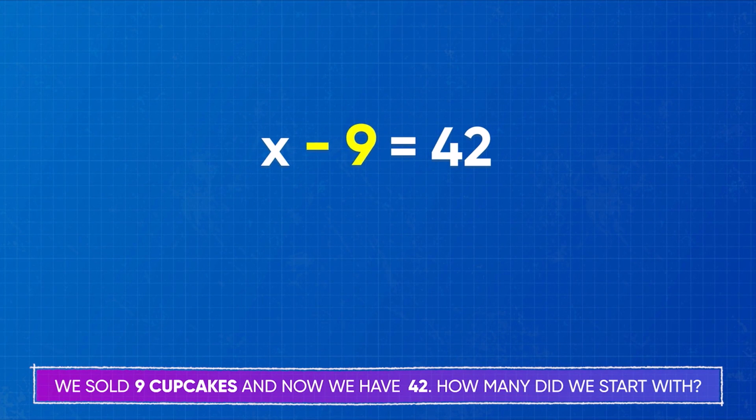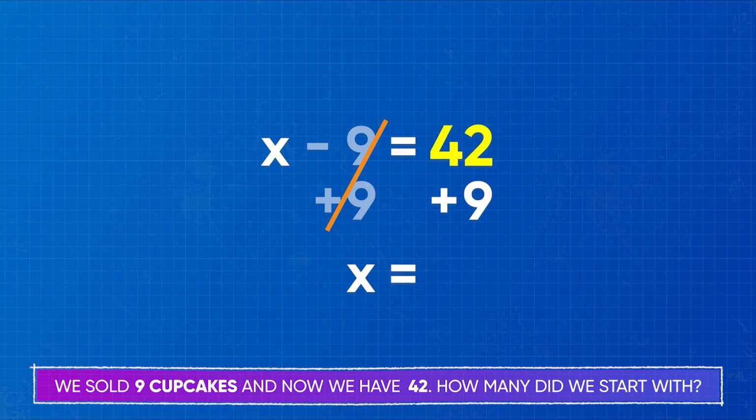Since we have minus 9 here, the inverse of that would be plus 9. So let's add 9 to both sides. On the left side, we have x minus 9 plus 9. Minus 9 plus 9 is 0, so that cancels out. And on the other side, we have 42 plus 9, which is 51. So x equals 51. That means we started with 51 cupcakes.